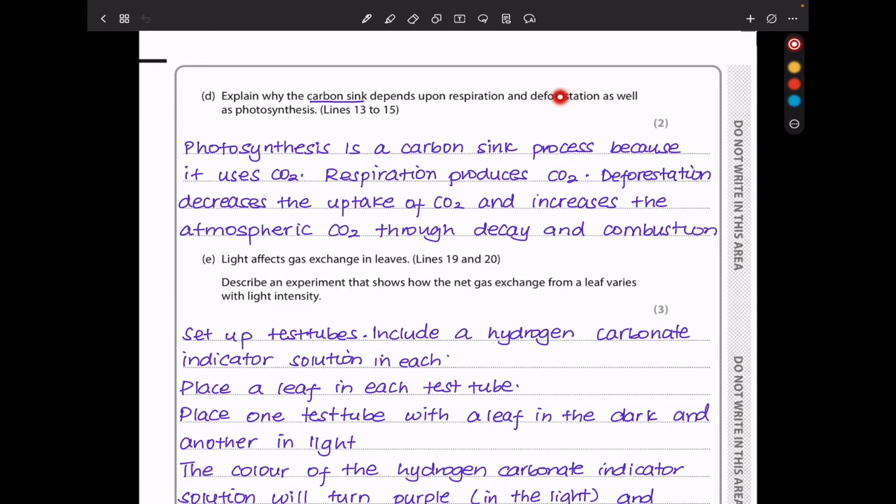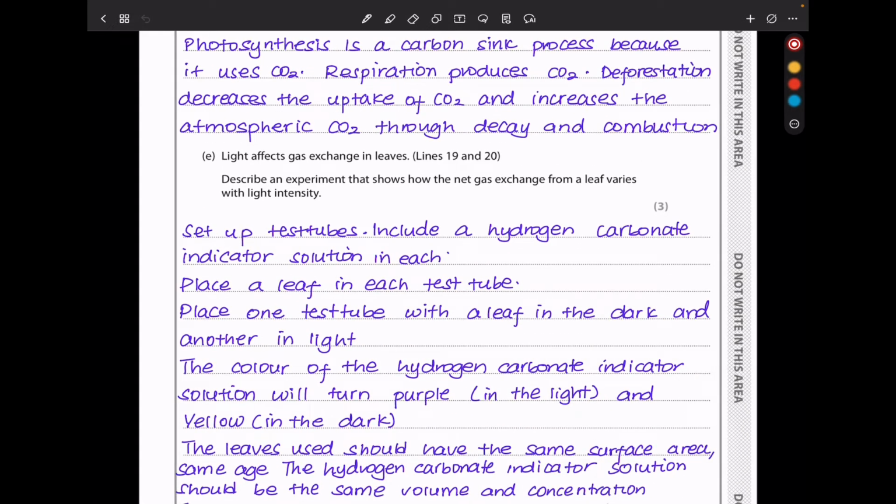However, if deforestation has been carried out, it means we have fewer trees that can carry out photosynthesis. There is going to be an increase in the concentration of carbon dioxide because the carbon sinks have been decreased. So I said photosynthesis is a carbon sink process because it uses CO2. However, respiration produces CO2, meaning it increases the CO2 concentration in the atmosphere. Also, deforestation decreases the uptake of CO2 and increases the atmospheric carbon dioxide through decay and decomposition, while others could be burnt down, and combustion processes also increase the CO2 concentration.